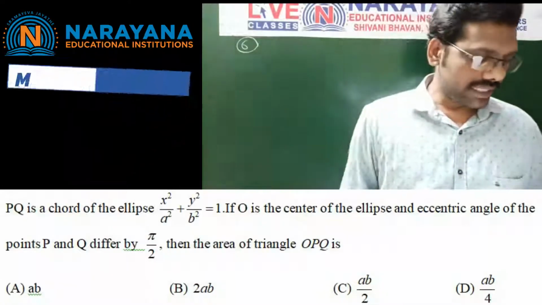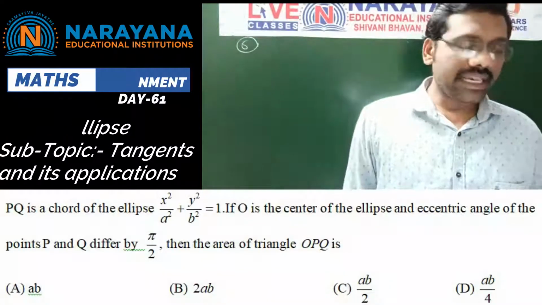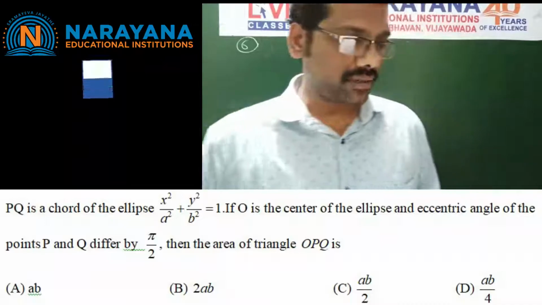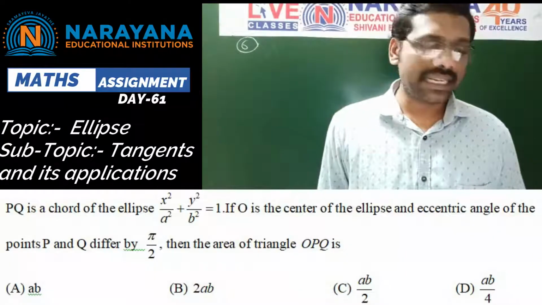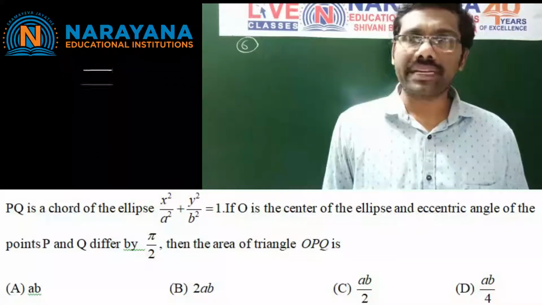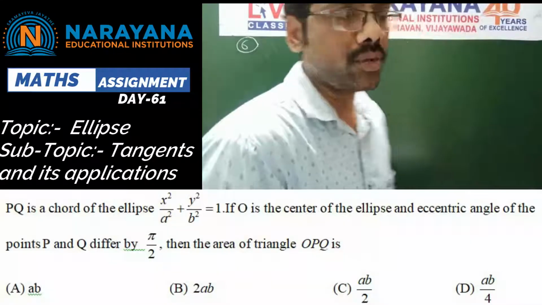This is question number 6. PQ is a chord of the ellipse x square by a square plus y square by b square is equal to 1. O is the center of the ellipse, and the eccentric angles of the points P and Q differ by 90 degrees. Then the area of the triangle OPQ is equal to what?